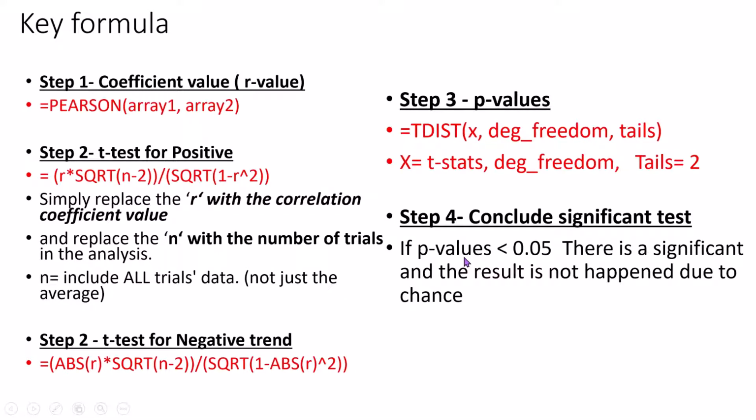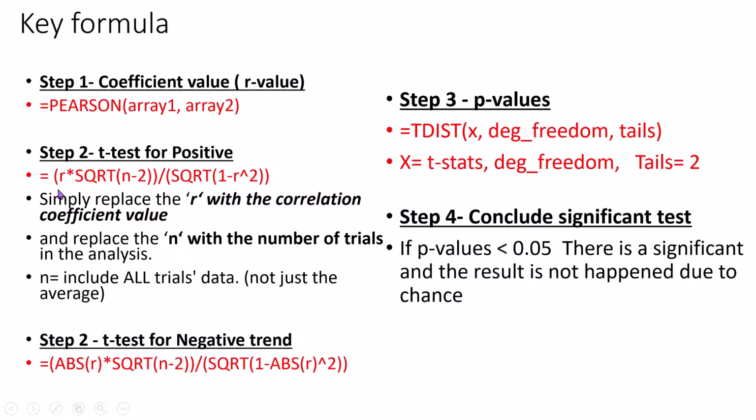For example, if your p-value is less than 0.05, that means that we are at least 95% confident that the result is significant and doesn't happen due to chance. The same idea applies for the negative trend, except that you will use slightly different formulas. And on this page, you will notice that there are a few things.